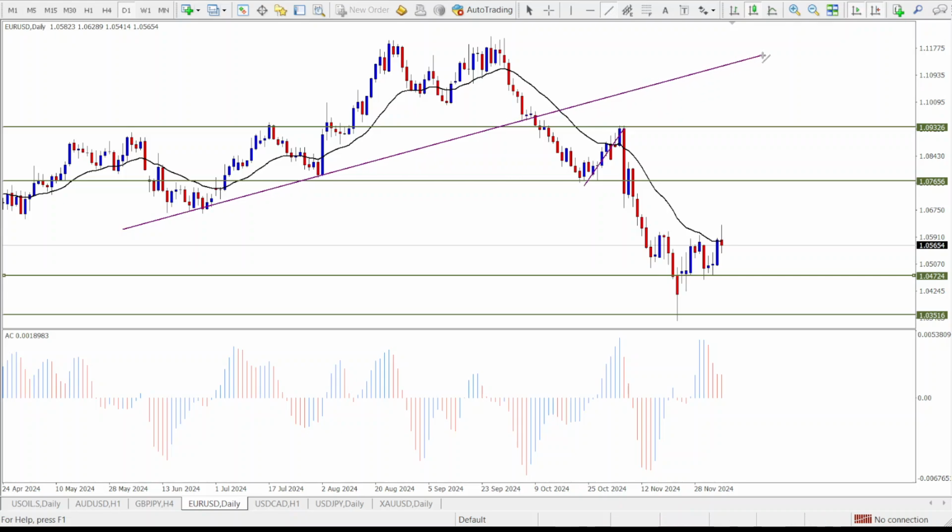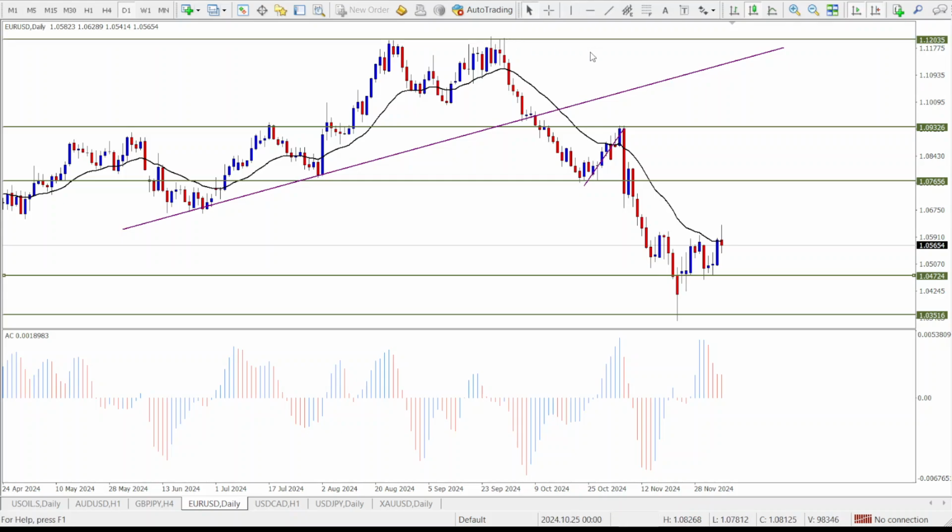And also make sure you make use of your trend lines and horizontal support and resistance levels. They play a very important role in technical analysis.